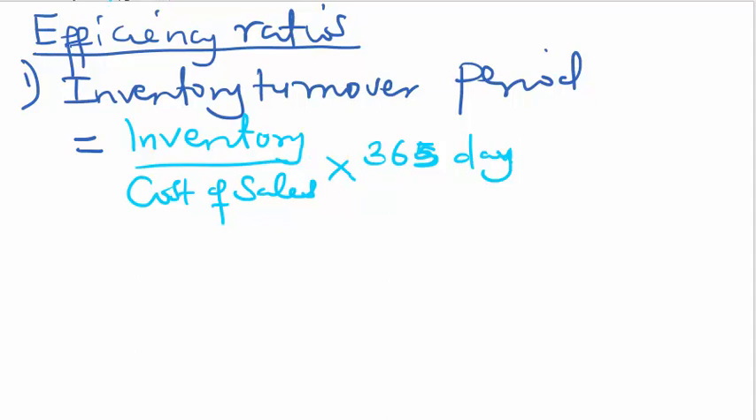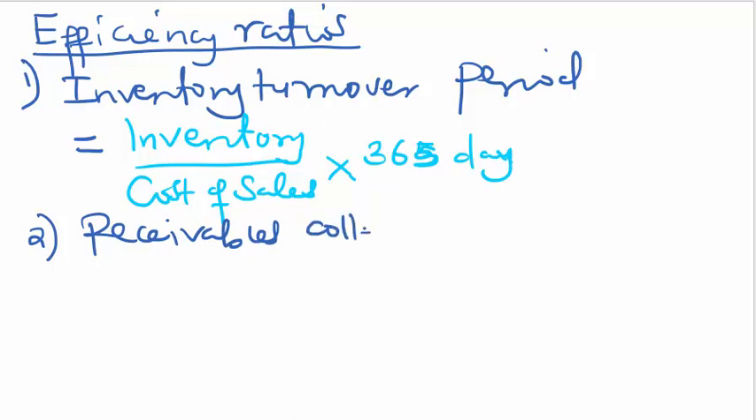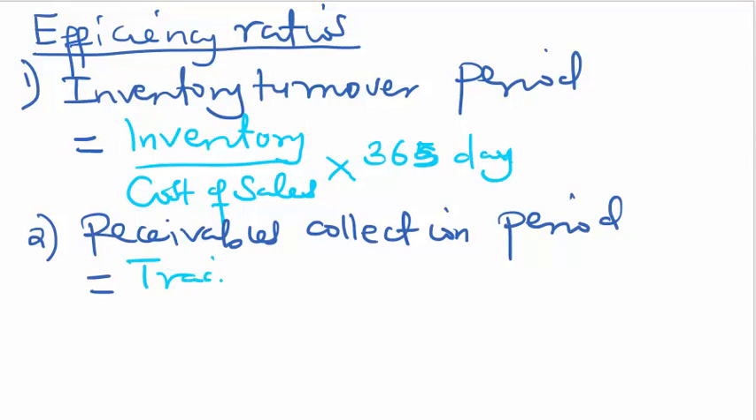Next, there's receivables. Receivables collection period. To see how efficient you are in collecting your receivables, you want to calculate your receivables collection period. This one is calculated as trade receivables divided by your credit sales, multiplied by 365 days.